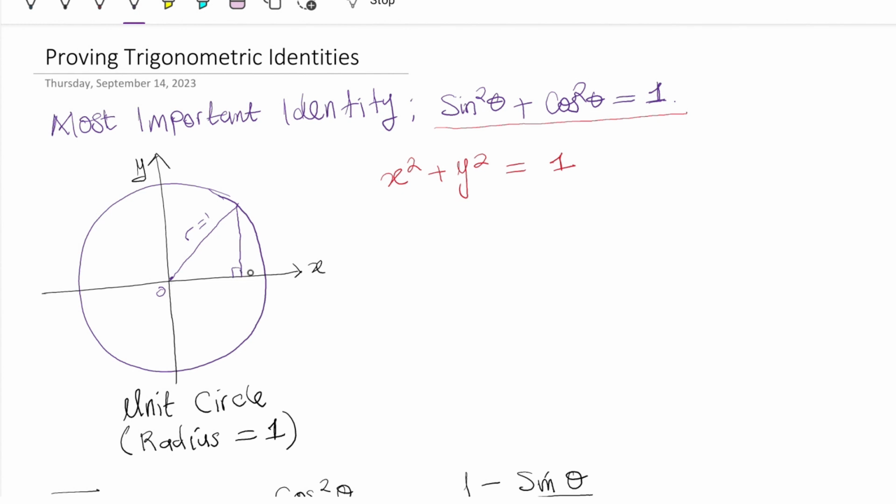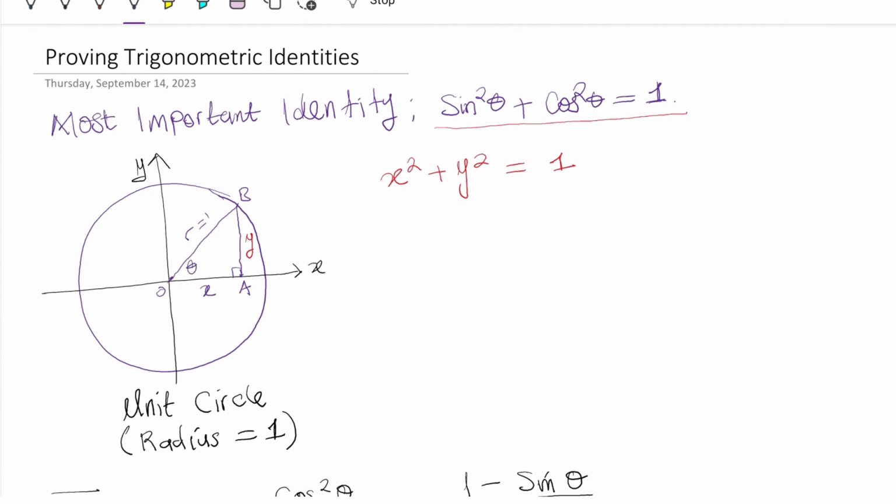Let us call the center O, and let us say this point is A, and this is B. Let us call the distance from point O to A as x. And let us call the distance from A to B as y. Okay, and let us call the angle subtended by r and x as theta.